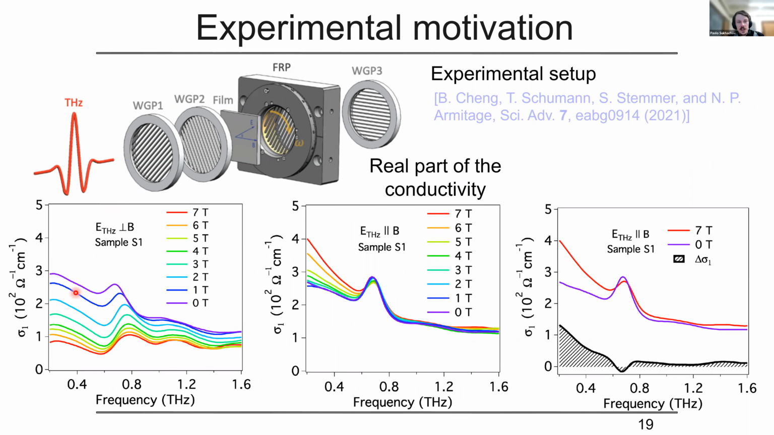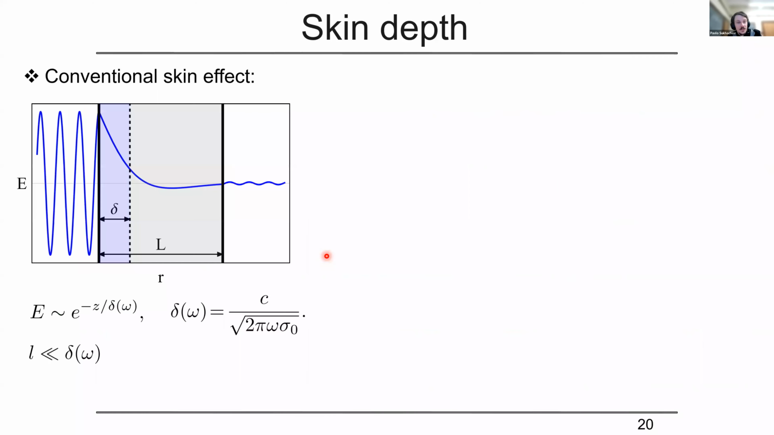For example, if our electric field is perpendicular to the magnetic one, then we have just a conventional decrease of the conductivity with the magnetic field. But if they are parallel, then the chiral anomaly kicks in and we have an increase of the conductivity here. Our question was actually much simpler.